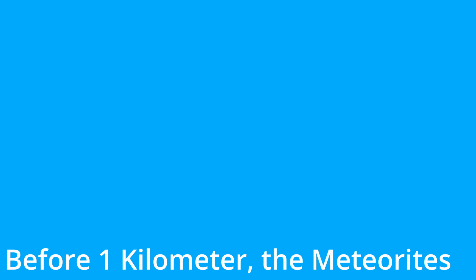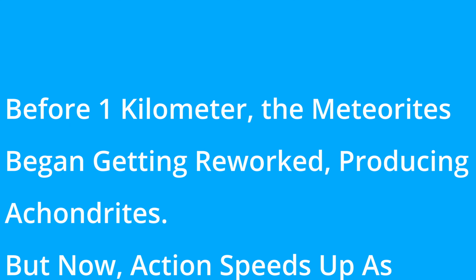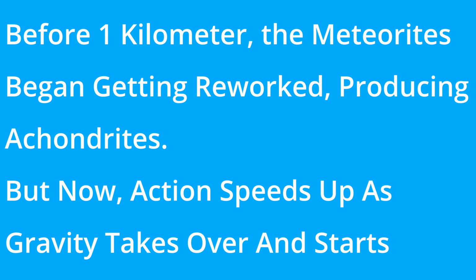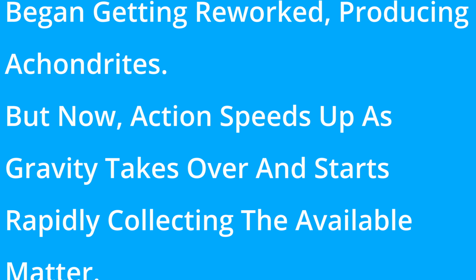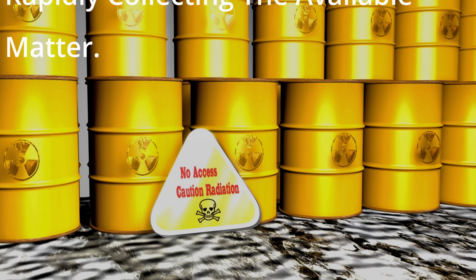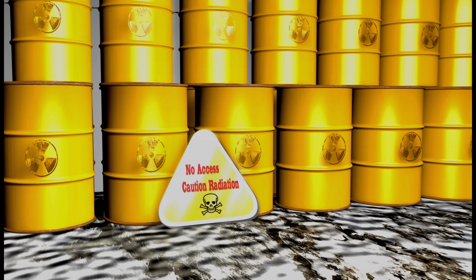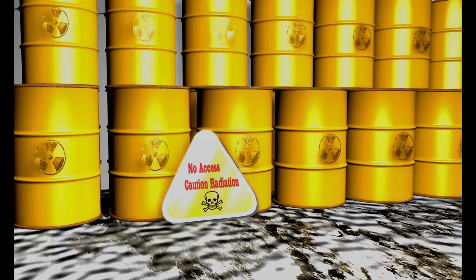Before 1 kilometer, the meteorites came together, getting somewhat reworked and beginning to produce Achondrites. But now, the action becomes more fast-paced and the objects grow much bigger as gravity takes over and begins rapidly collecting the available matter. A combination of the energy from the gravitational smashing and the increasing amount of radioactive elements that are emitting radiation internally inside these bodies combine so that the objects get even more reworked.